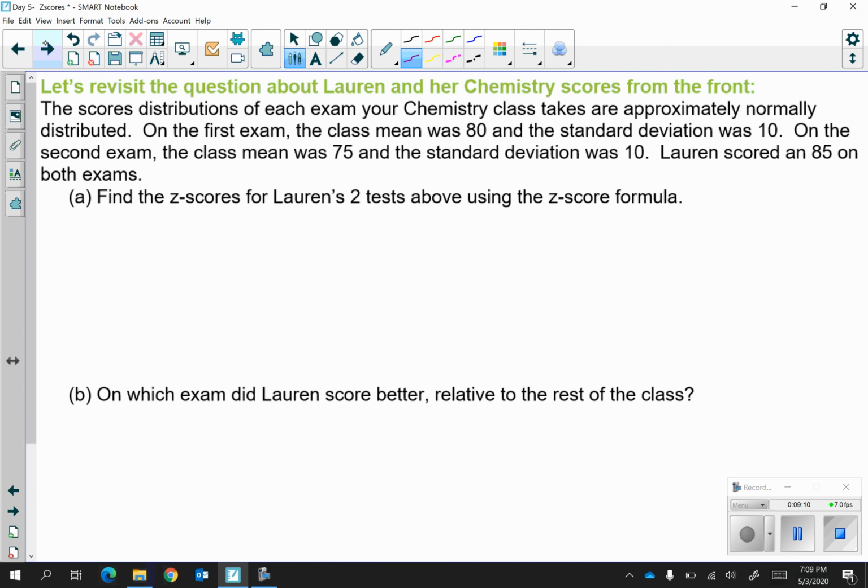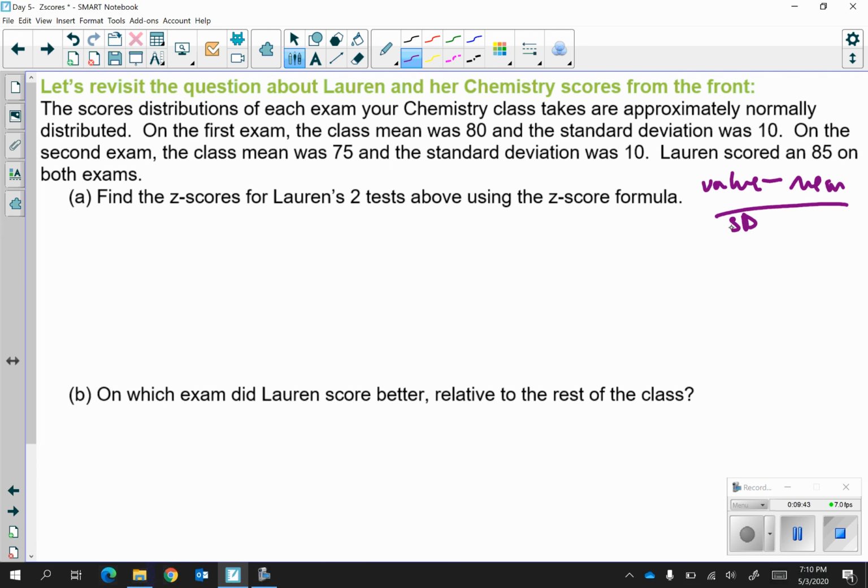Let's go back to the other example about Lauren and her chemistry scores. Same exact setup going on. Now, we're actually going to calculate the z-scores mathematically using that formula. So, find the z-scores for Lauren's 2 tests above using the z-score formula, which was your value minus the mean over the standard deviation, which I write as SD because I don't want to write it out fully.